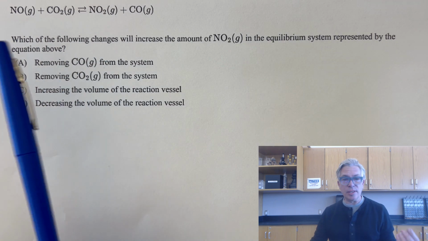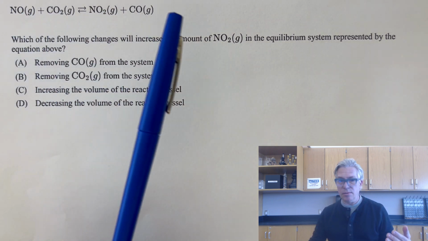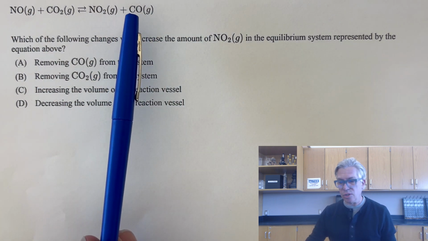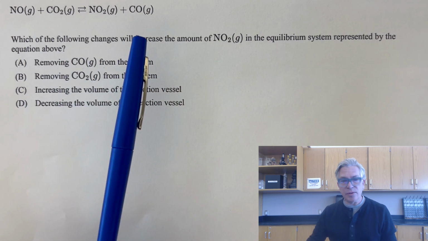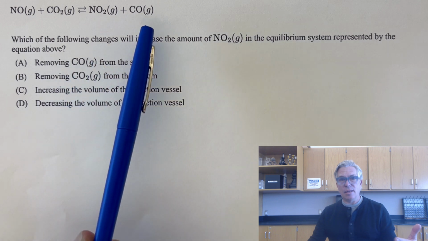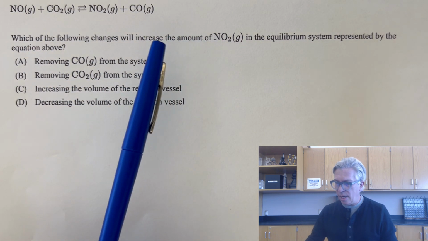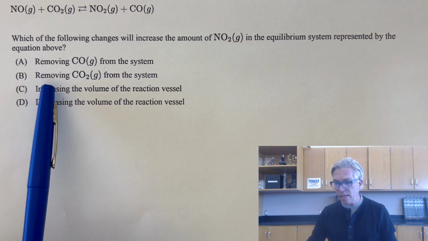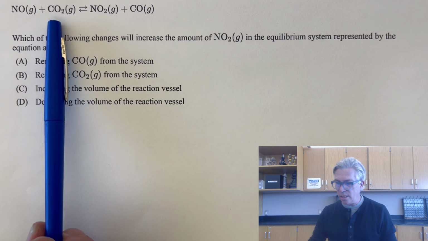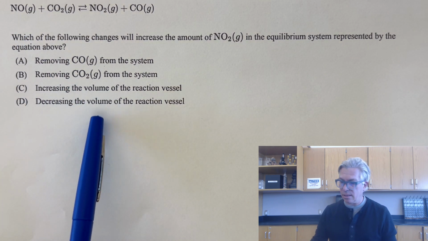One of the things we could do is add or remove selected parts of the equilibrium. So adding a reactant, for example, will shift it to the right. Removing a product will shift it to the right. So if I'm going to go to the right, then I'm looking for one of those two, and we have removing CO from the system. That is actually removing a product, so that would make it shift to the right. I'm just going to double check the other ones. Removing CO2 on this side would actually make it shift back to the left.